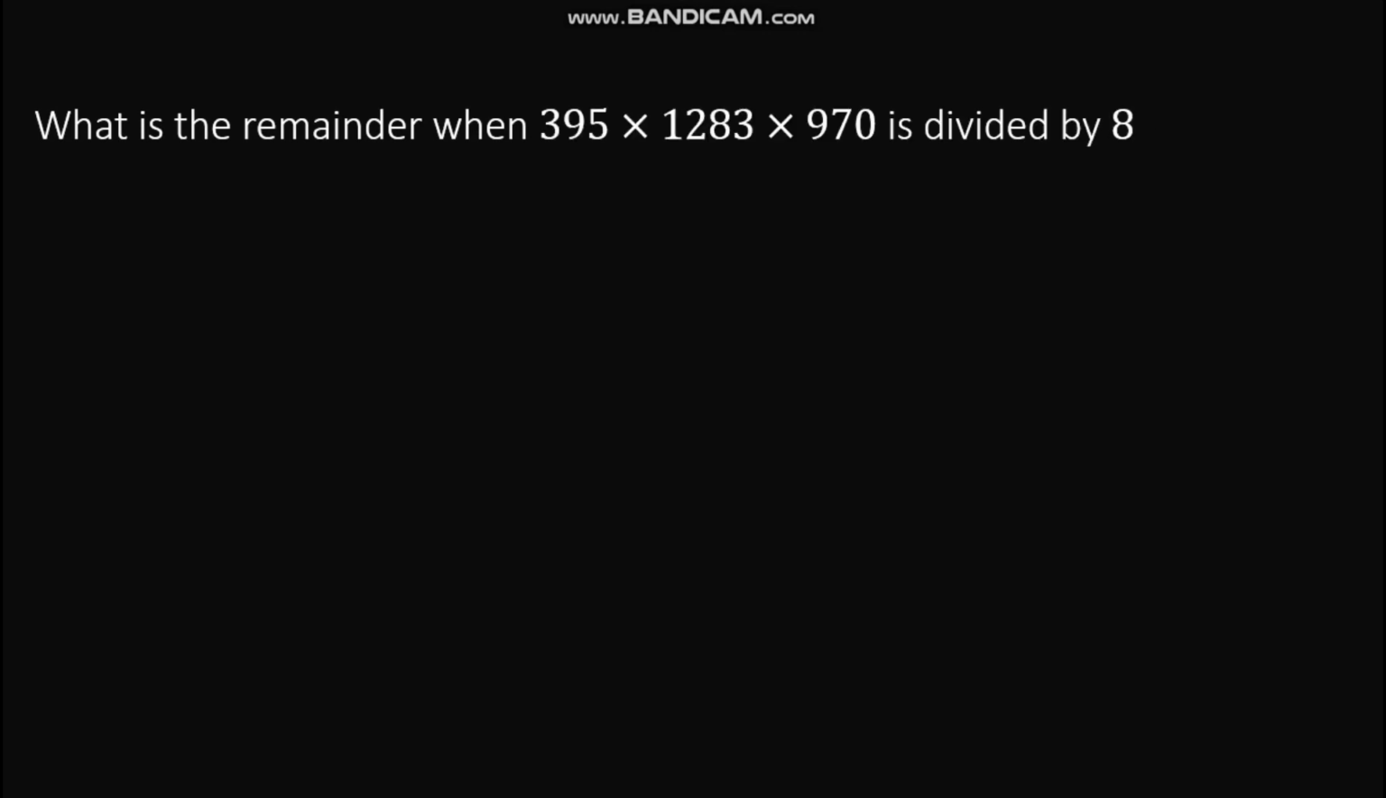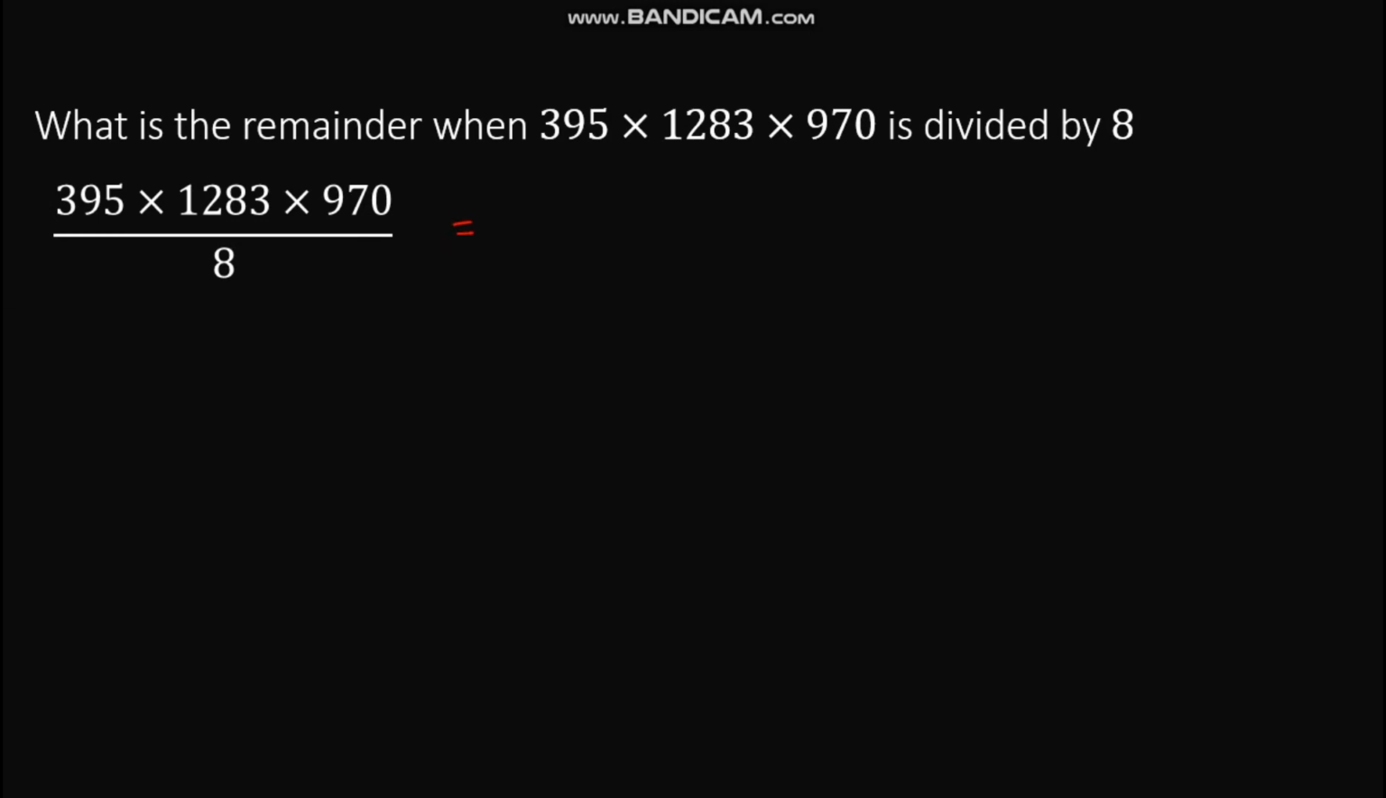Let us try one more question with a multiplication now. The question is 395 into 1283 into 970 divided by 8. Now once again, we don't need to solve this whole multiplication in the numerator. What we need to do is, once again, solve the remainder in each case of the numerator.